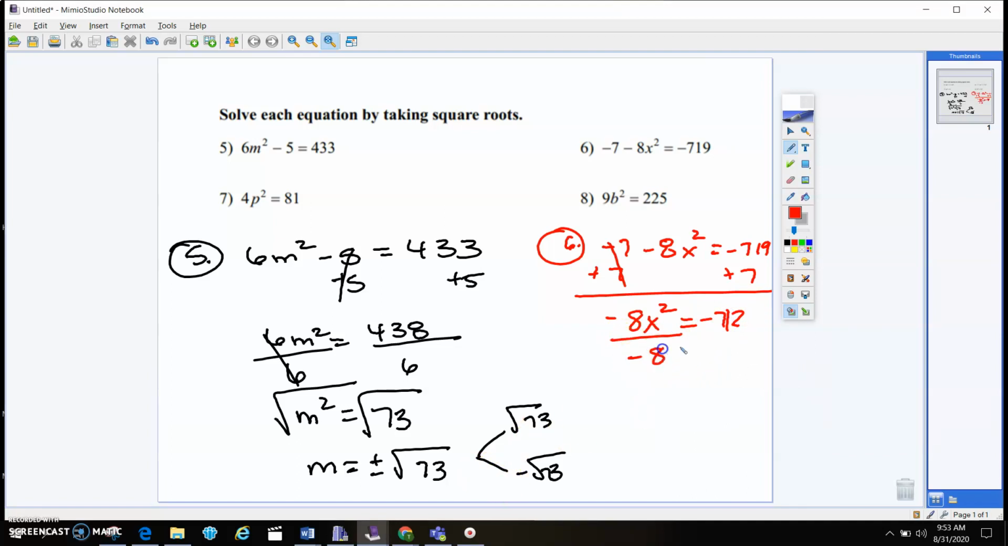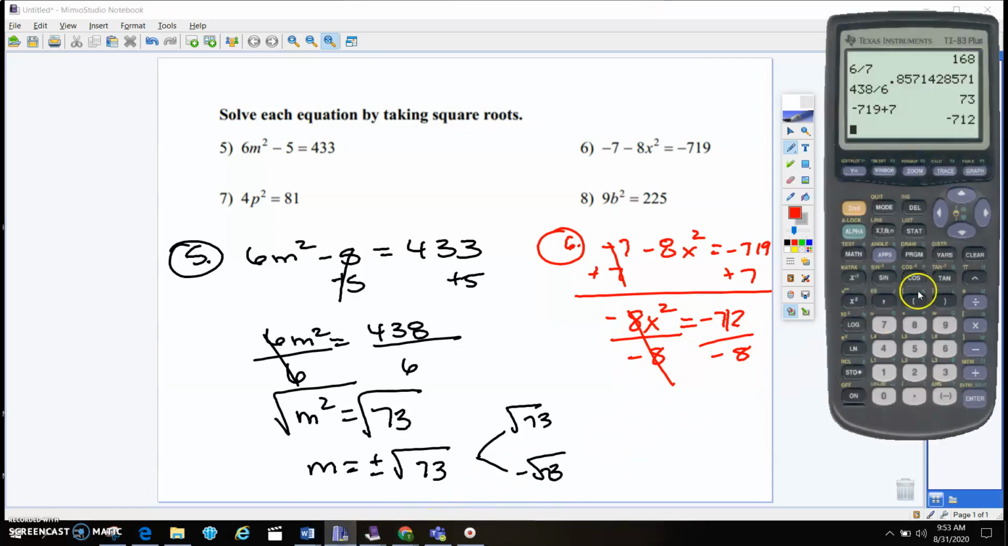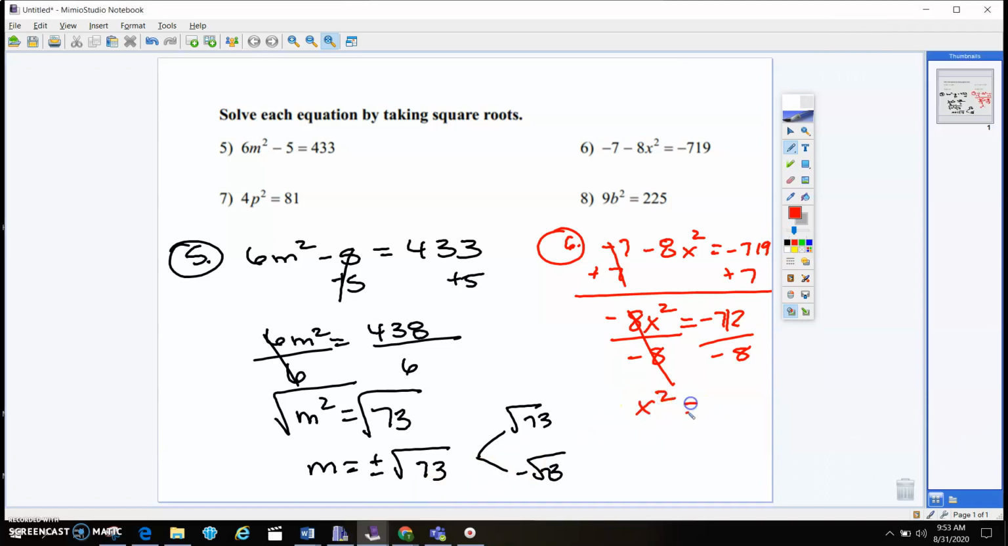Now we're going to divide by negative 8 on both sides. So I'm going back into my calculator. I'm going to divide by negative 8 on both sides. And that's going to give us x squared equals 89. I'm going to take the square root. And x is going to equal positive and negative square root of 89.